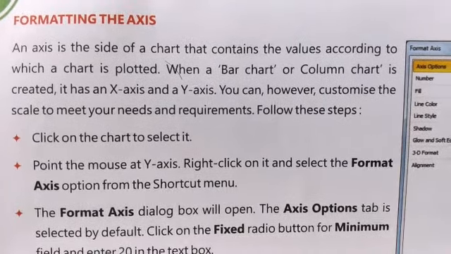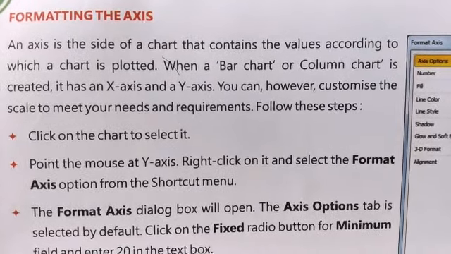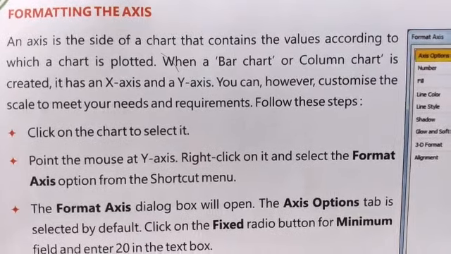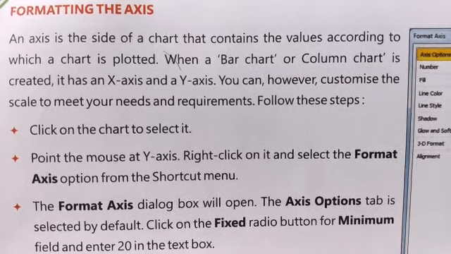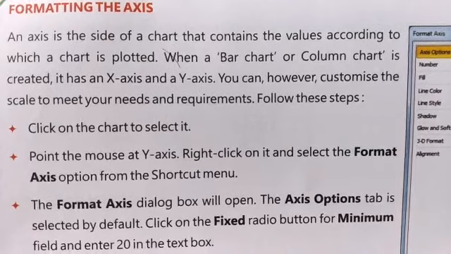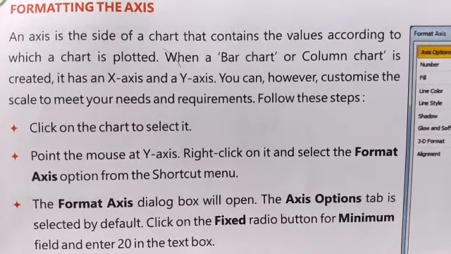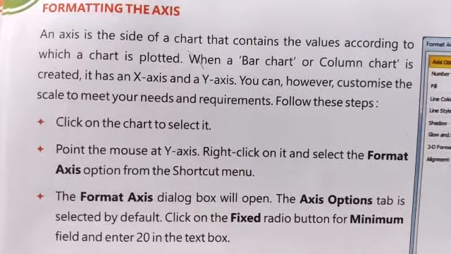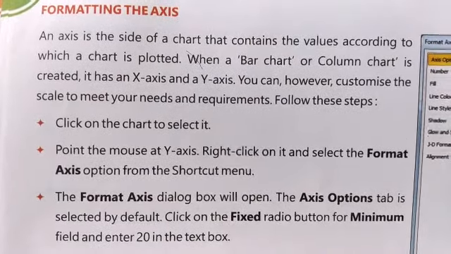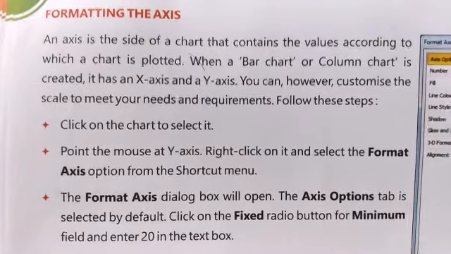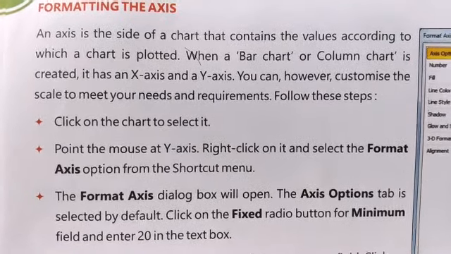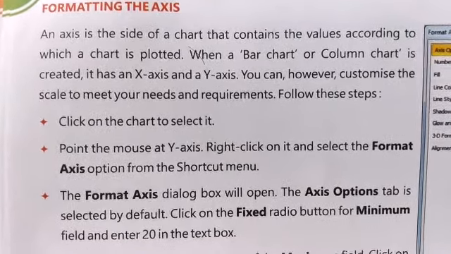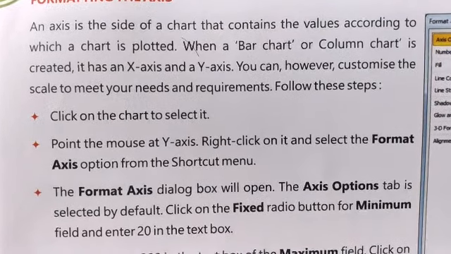For formatting the axis, that means if you want to interchange the axes, whatever numbers you have taken on the y-axis, if you want to take them on the x-axis, or whatever different student names you have taken on the x-axis, you want to take them on the y-axis, for that you have to format the axis. So what are the steps required here?